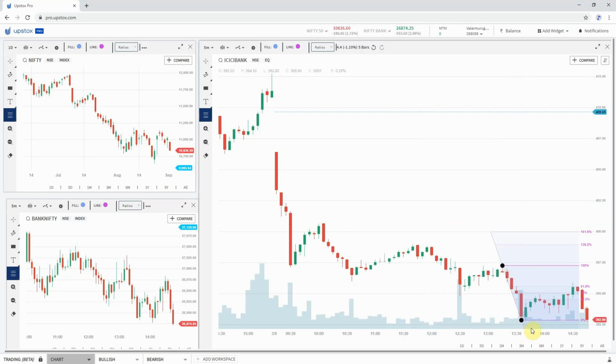Even if you short the stock as it heads to the bottom, it can probably go even lower, but make sure that you keep a stop loss around 395 or 396. And this is how this stock has panned out.